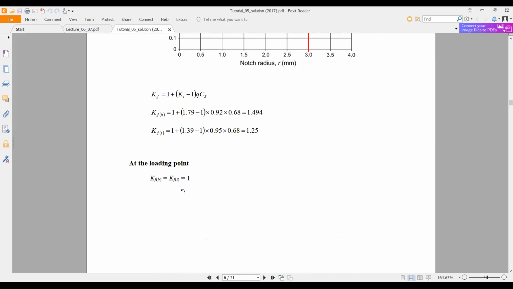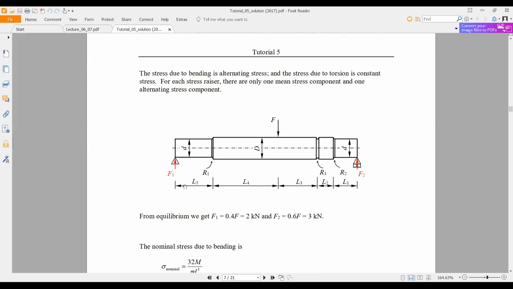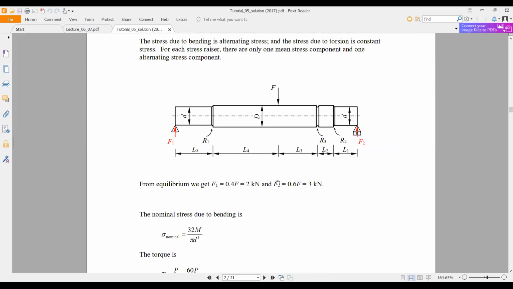It is not changed. Then you need to find the reactions, because we need to know the reactions to find the bending moments. That's why normally we need to find the reactions at the support ends. For those reactions you can use force equilibrium and bending moment equilibrium. According to that, you can find F1 and F2. You know how to find that.